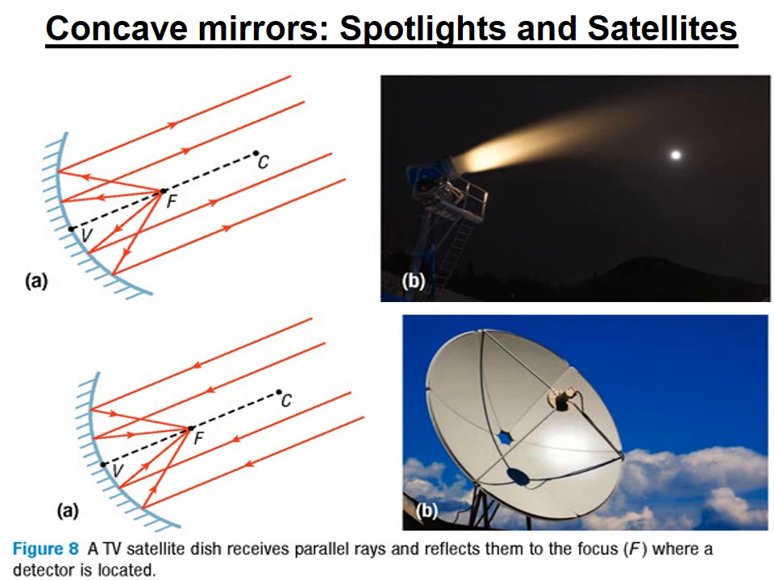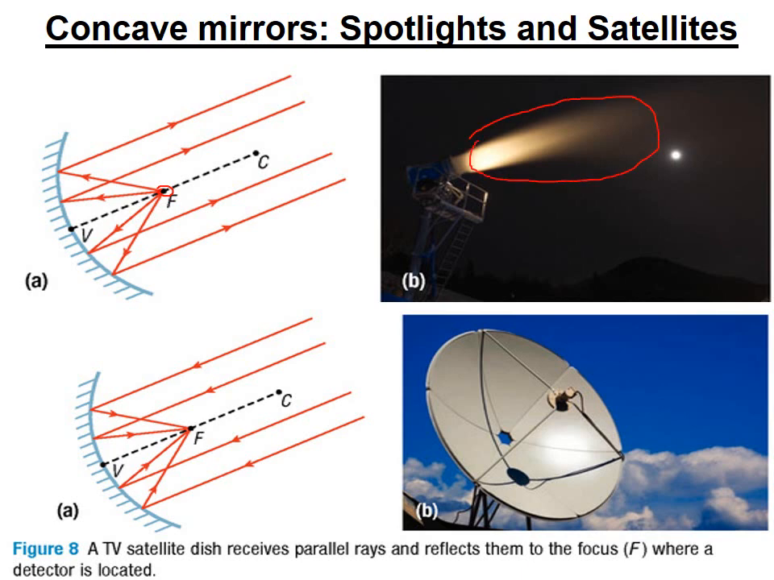Another application of concave mirrors is that of spotlights and satellites. For a spotlight, it's the same idea as a flashlight. You have a light bulb placed at the focal point. You turn on the light bulb, light rays go through the focal point and are reflected parallel to each other to make a nice beam of light.